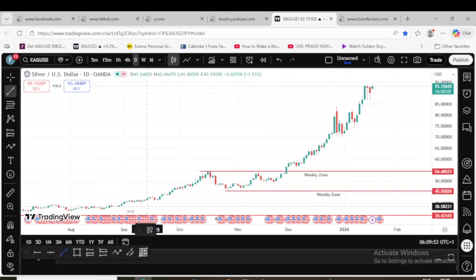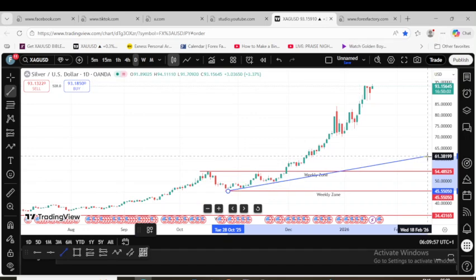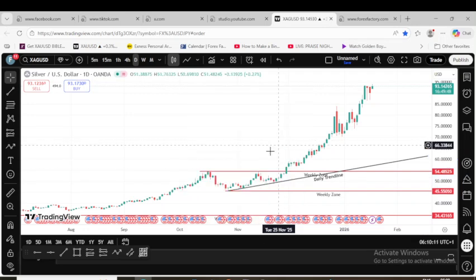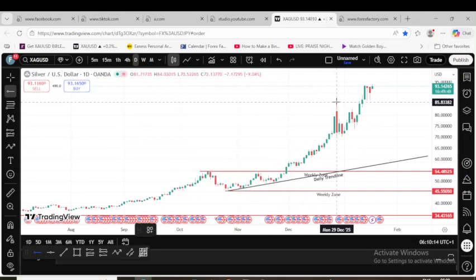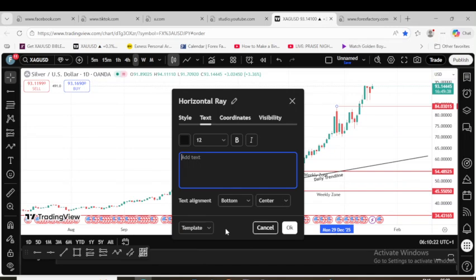So we're now done with the weekly time frame. Moving to the daily time frame, we can see a bit of a trend line here. This is our daily trend line. You can also see another zone here, but this one is a daily zone this time. So this is our daily zone.